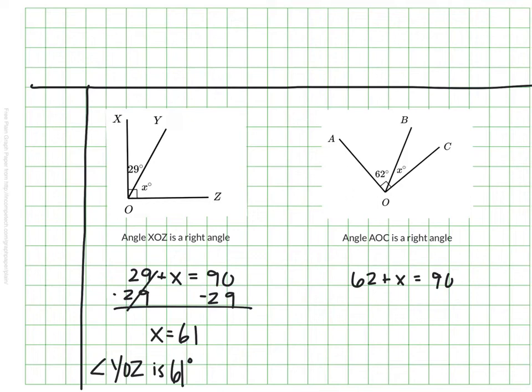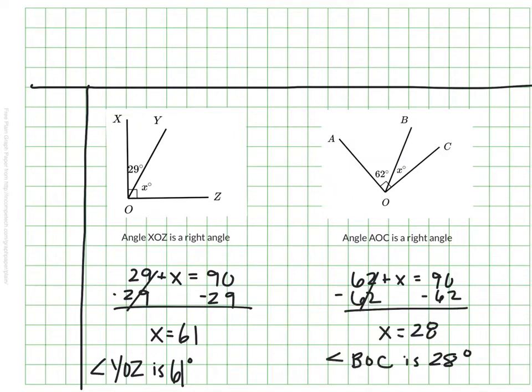So in our first example, angle YOZ must be 61 degrees because that's what we would get if we took our 90 degrees and subtracted the 29 that's already been accounted for. And in the example on the right, if we know the entire angle AOC is a right angle, and we know that 62 degrees is AOB, that means what's remaining is 28 degrees.